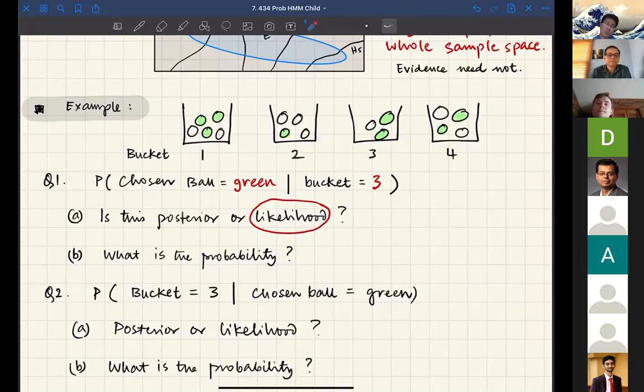Now tell me, what is the probability? What is the answer to this question? What is the probability that the chosen ball is green given that it's chosen from bucket number 3? 2/3. Very good.